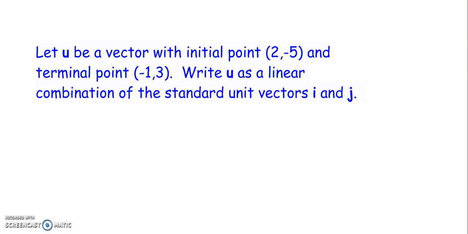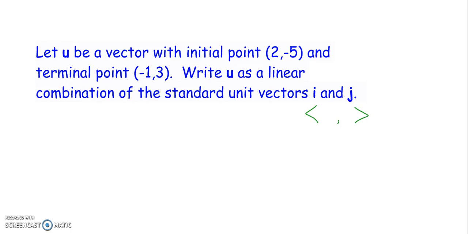Let U be a vector with initial point 2, -5 and terminal point -1, 3. Write U as a linear combination of standard unit vectors I and J. So to use I and J, first we need that component form, but we don't have that component form because all they did is give us initial points and terminal points.